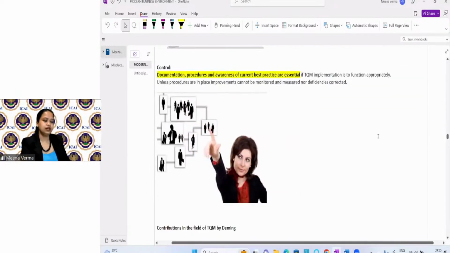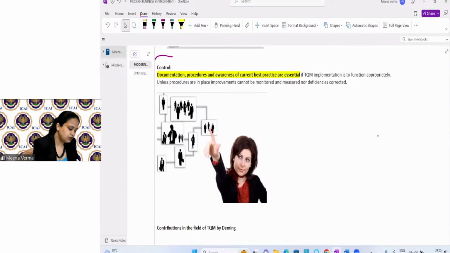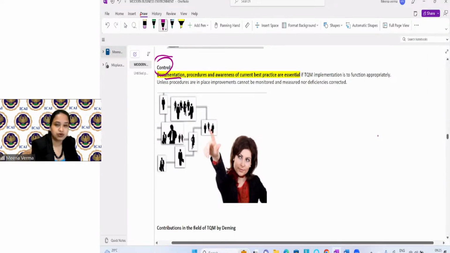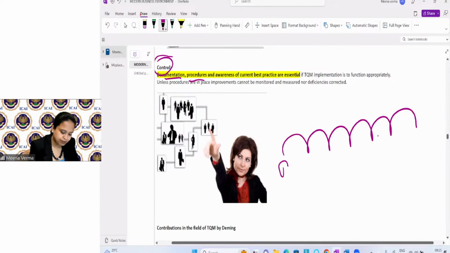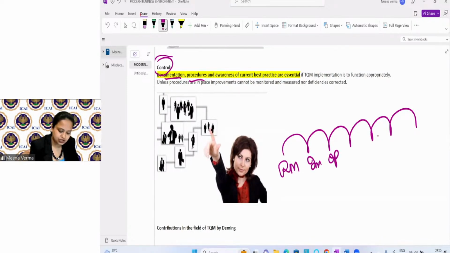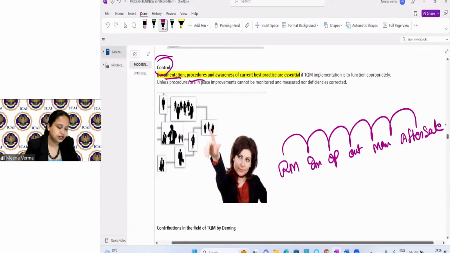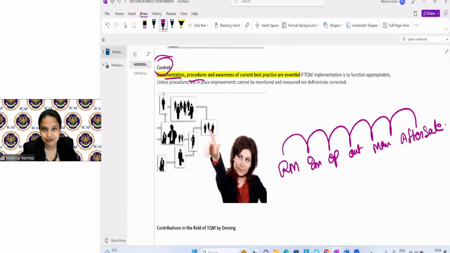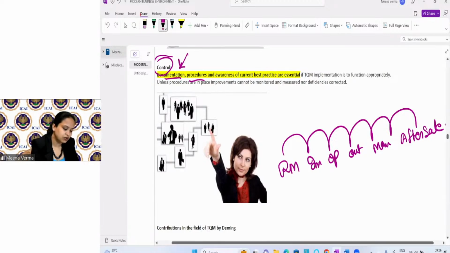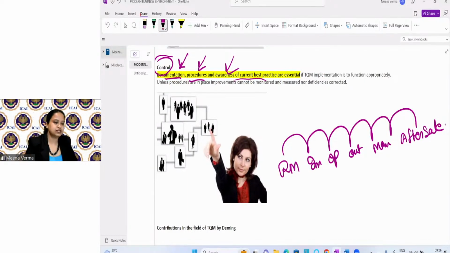Okay. Next, the C of total quality management is control, right? Control is required on the documents of the company, on the entire process, because we have to keep the entire process good, right? From buying the raw material, inbound, operation, outbound, marketing services and after sales services. The entire process should be so good that they produce the quality product right the first time. So for that, we need control over the documentation, procedures, and awareness of current best practices. All these things are required.